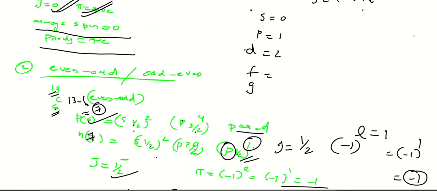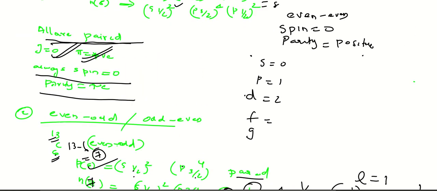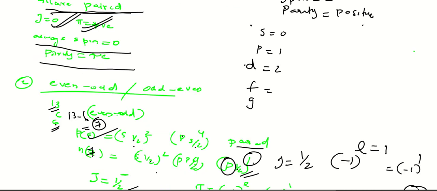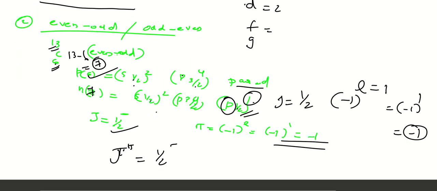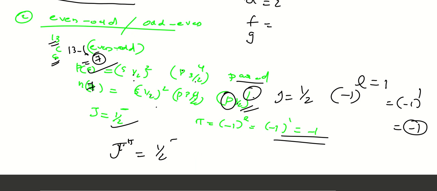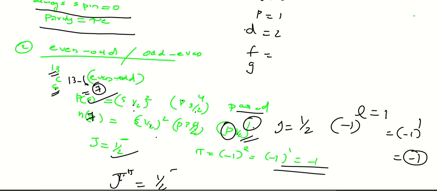When it is an even-even case, all are paired, spin is equal to 0 and parity is equal to positive, and in the even-odd case we have to consider the last unpaired nucleon.